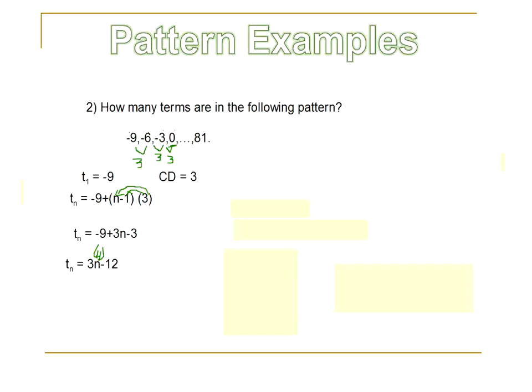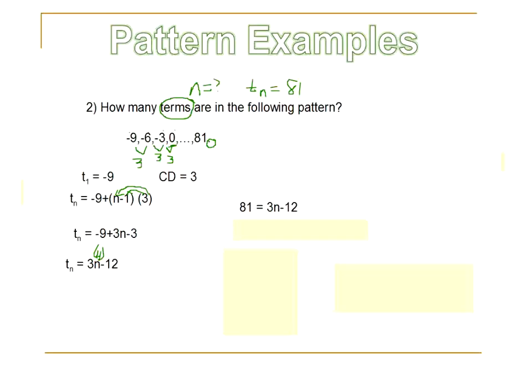But that's not what this question is asking. This question is asking how many terms are there in the following pattern. So how many terms, I'm looking for the n value, which means I must know the last term in the pattern. And you can see that this pattern ends, that's why there's a period there. This pattern ends with the number 81. So now I can plug in 81 into this and start solving for n.